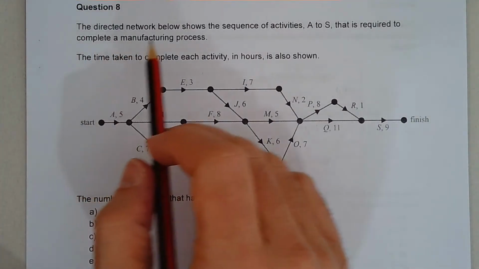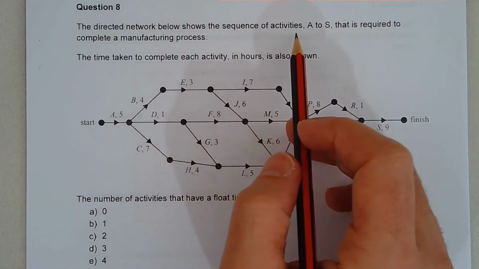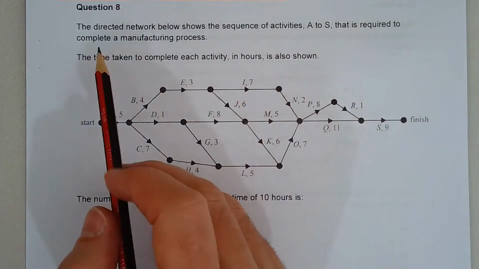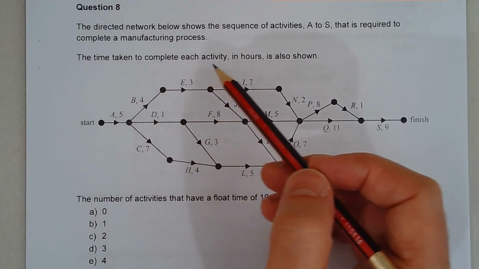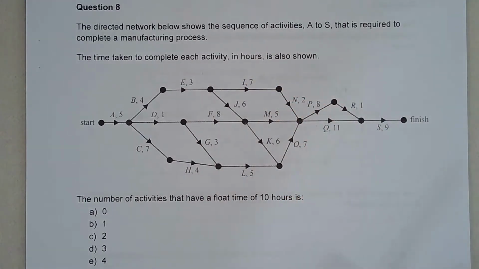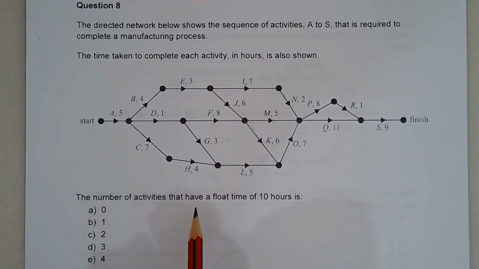The directed network below shows the sequence of activities, A to S, that is required to complete a manufacturing process. The time taken to complete each activity in hours is also shown. The number of activities that have a float time of 10 hours is 0, 1, 2, 3, or 4 activities.